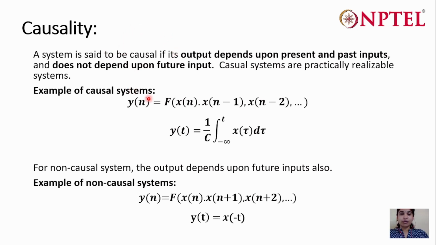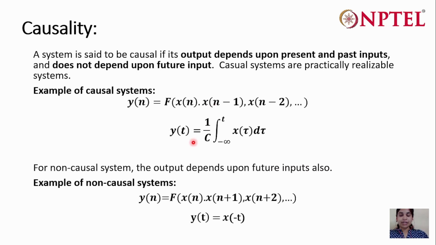For example, y of n is the output of our system, and say the system has some function f, which depends upon x of n, x of n minus 1, x of n minus 2, etc. So x of n minus 1, n minus 2 means present and past inputs. So this output y of n depends upon present and past inputs, and this system is a causal system.